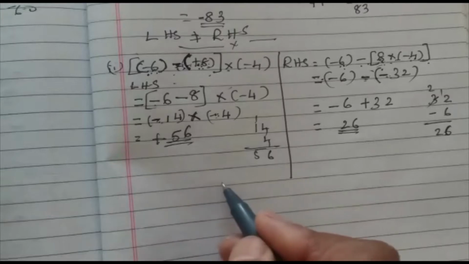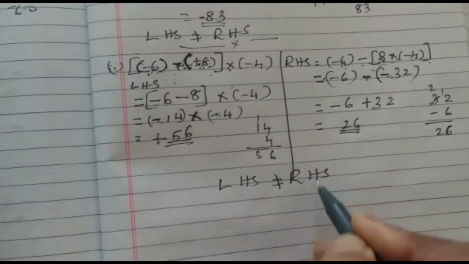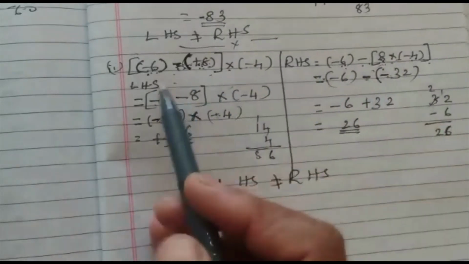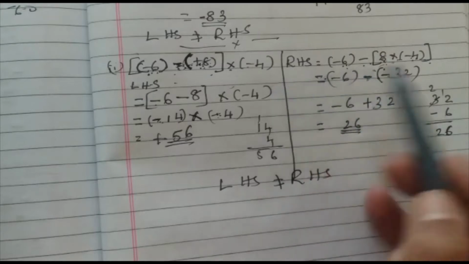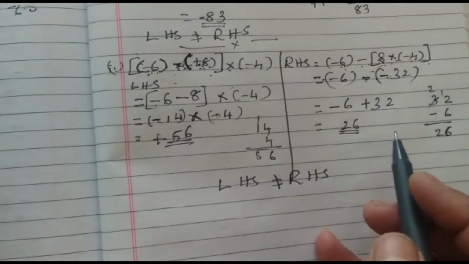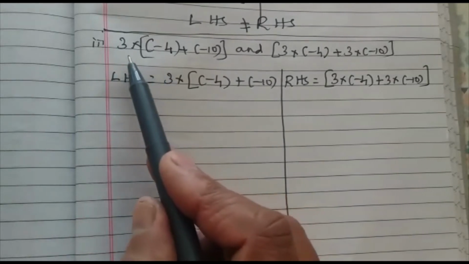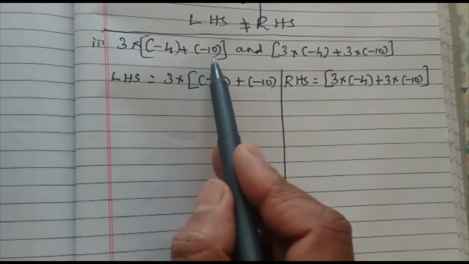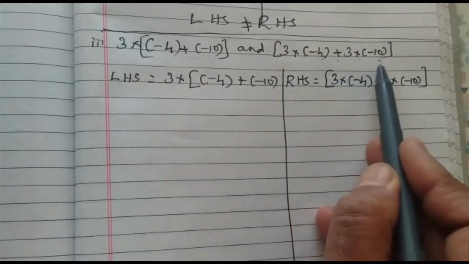Are they equal? No, so there is no such property. LHS is not equal to RHS. We don't have any property like that: subtracting, then multiplying, and then subtracting. This is not true. And in question number 5, third subdivision, which is 3 into minus 4 plus minus 10, and 3 into minus 4 plus 3 into minus 10.